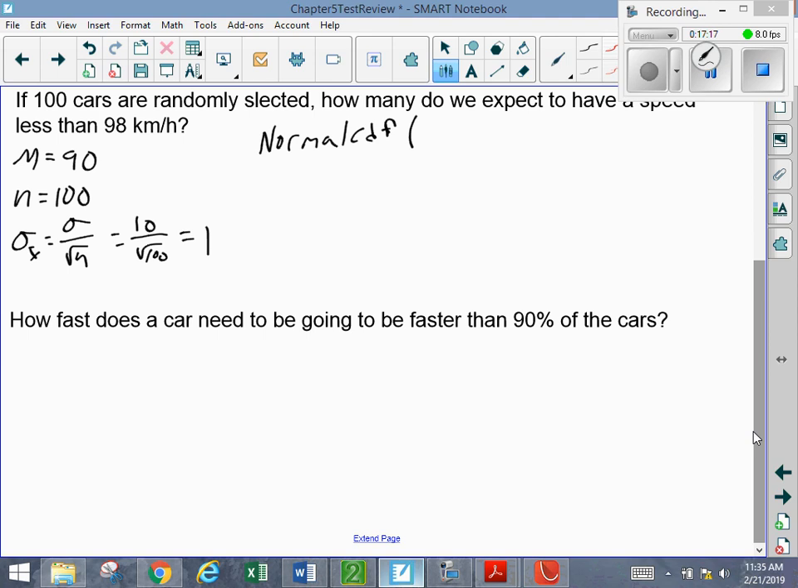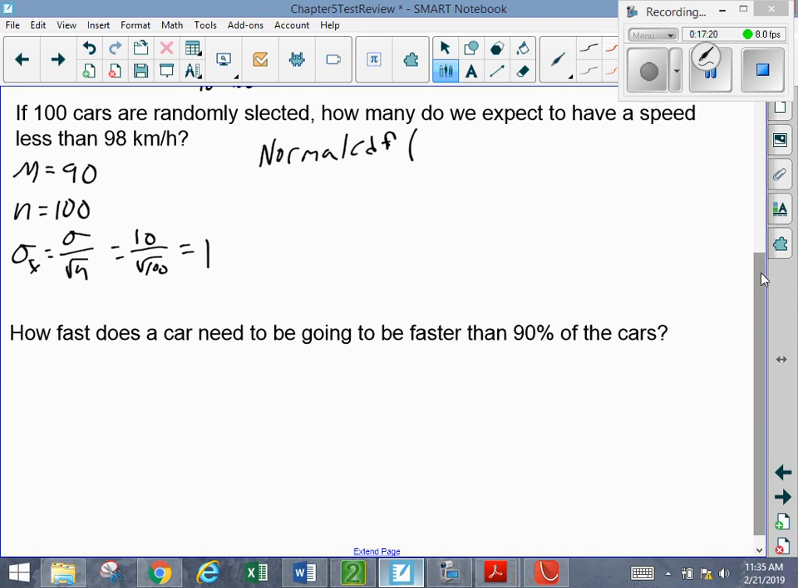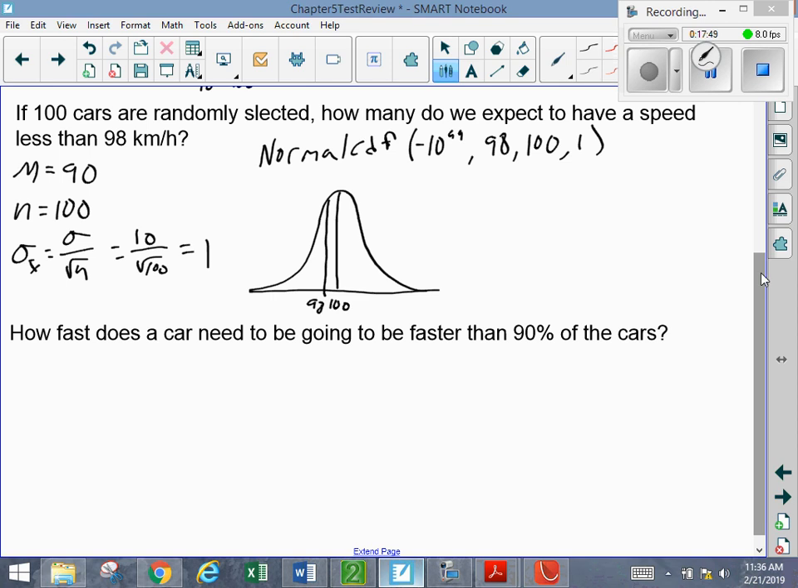So now what I'm looking for is, I'll put normal CDF. We're saying a speed less than 98 kilometers per hour. So now my lower bound will be 10 to the 99th, or negative infinity. My upper bound is 98. Mean is 100. Standard deviation now will be 1, right? I'm just going to go ahead and draw the picture of what we're finding with that normal CDF function. So our mean is 100. We're looking at 98.